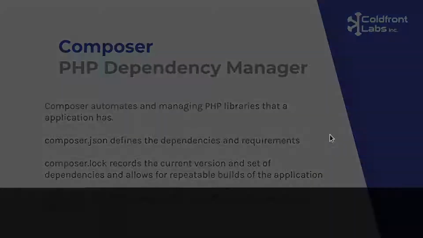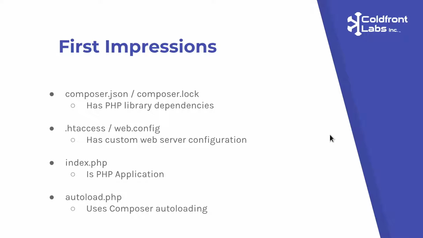So what can we infer? Well, we found composer.json and composer.lock, so we know that this has PHP library dependencies. Otherwise, why would you be using the file for controlling PHP dependencies? We see .htaccess and web.config, so we know that this application needs to change the web server to work. We have index.php, which is a common starting point for PHP applications, so we know we are dealing with a PHP application. And we see autoload.php, which we happen to know is Composer's autoloader. So it makes sense with composer.json and composer.lock. It's using the Composer autoloader.